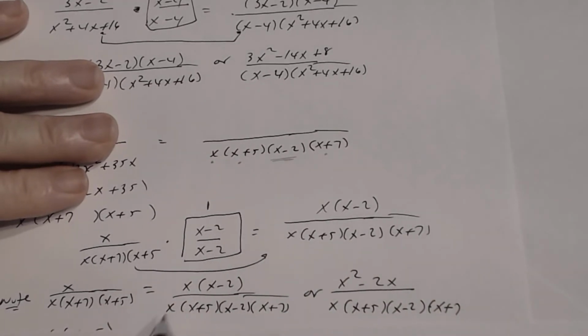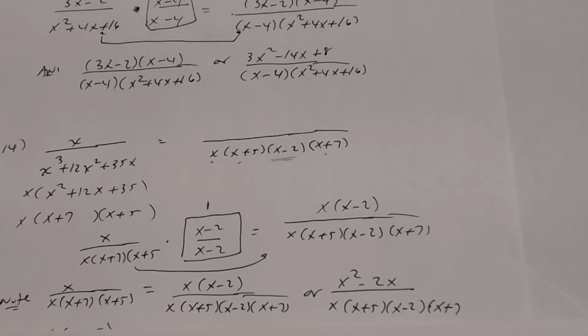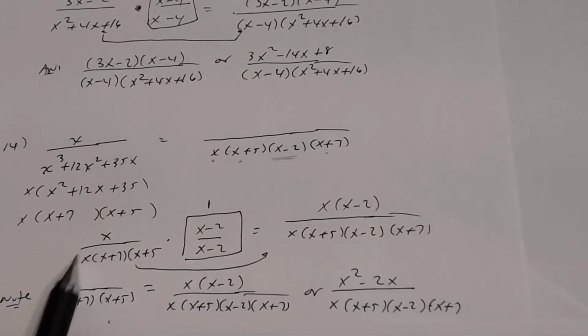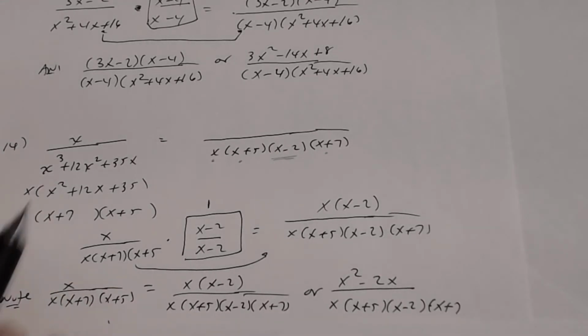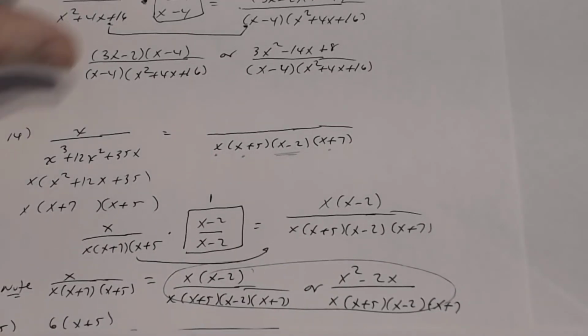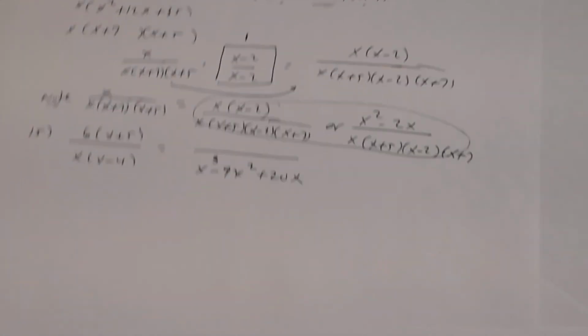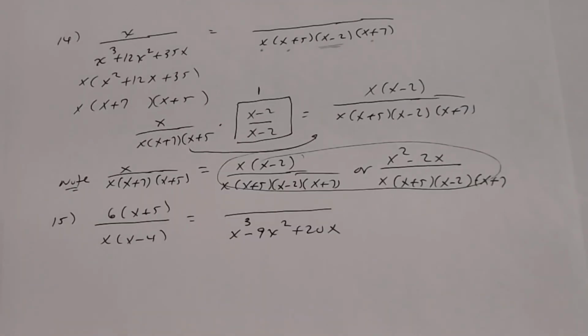Okay, so see the directions. Remember, the direction says rewrite the rational expression with a given denominator. So you rewrote this rational expression right here with this denominator, or this denominator, either one of those. So either one of those would be your answer. All right. Number 15. Okay, 15.